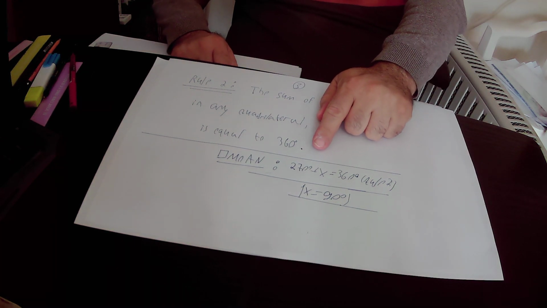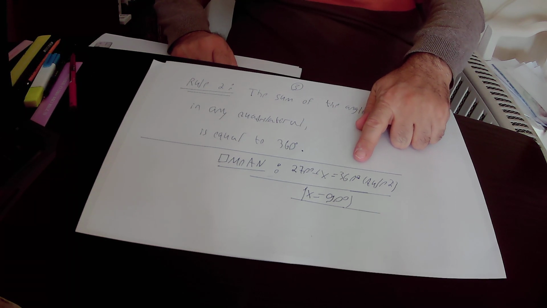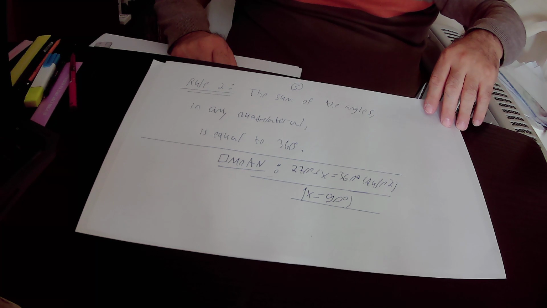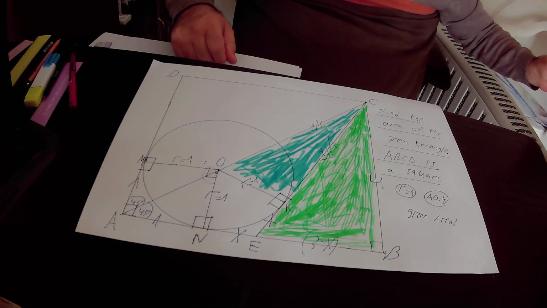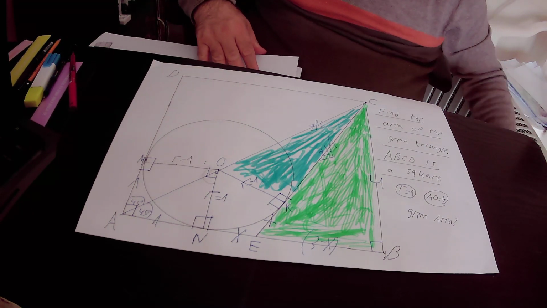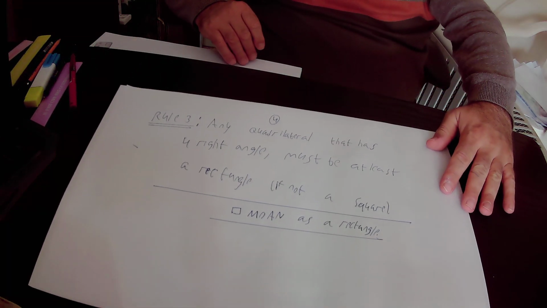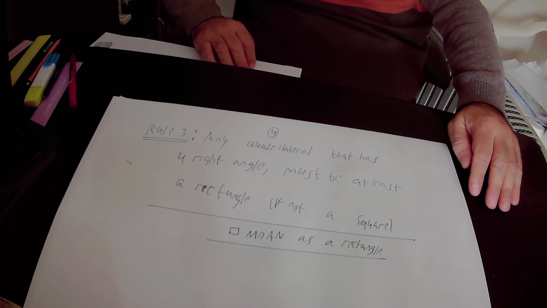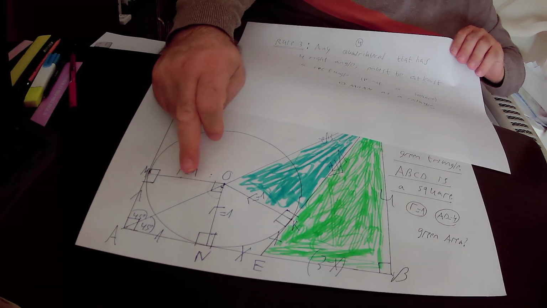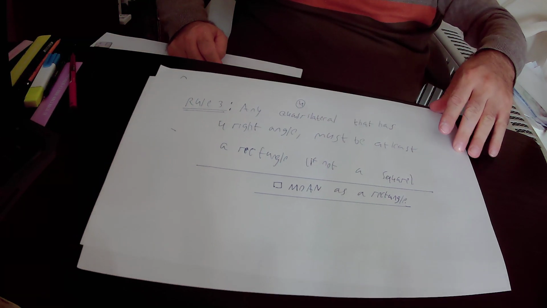That is to say, in quadrilateral MOAN, 270 degrees plus x must be equal to 360 degrees. We subtract the 270 degrees from this equality and we get that the size of angle x equals 90 degrees, it is a right angle. So we can see in the drawing that quadrilateral MOAN has four right angles. And we also have rule number three. According to rule number three, any quadrilateral that has four right angles must be at least a rectangle, if not a square. And because quadrilateral MOAN has four right angles, we relate to quadrilateral MOAN as a rectangle. Okay?